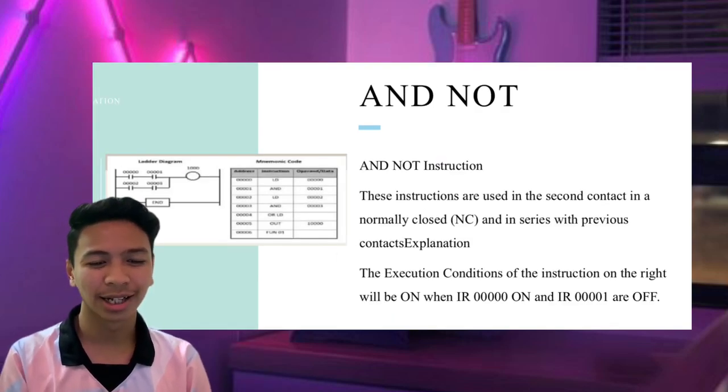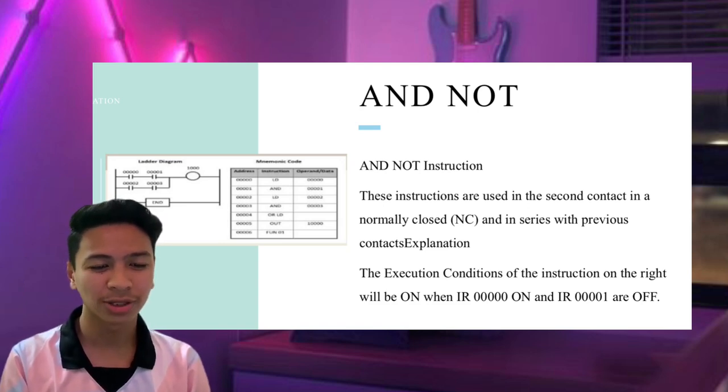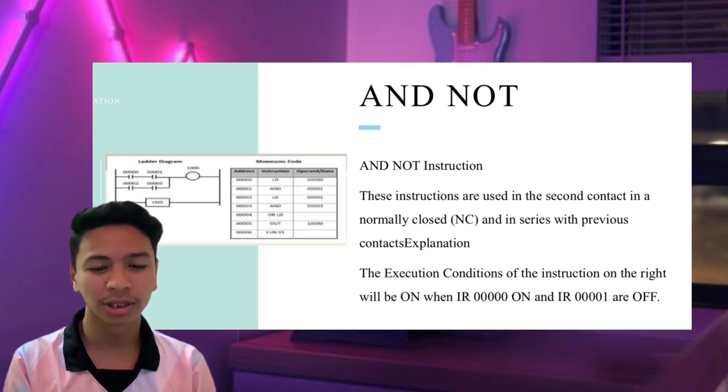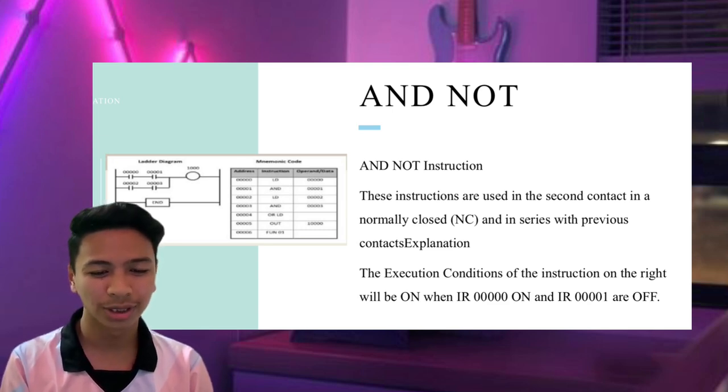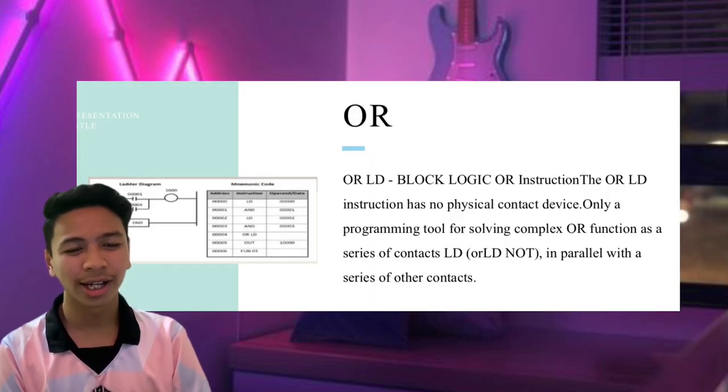And not instruction. These instructions are used in the second contact in a normally closed and in series with the previous contact. Explanation: the execution conditions of the instruction on the right will be on when IR 00000 is on and IR 00001 is off.